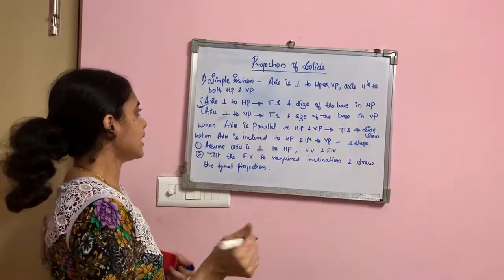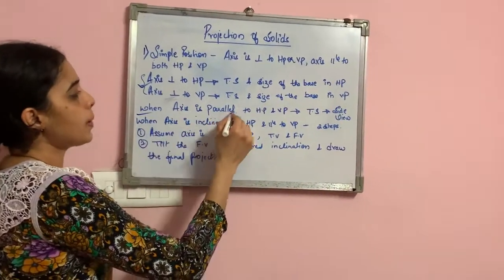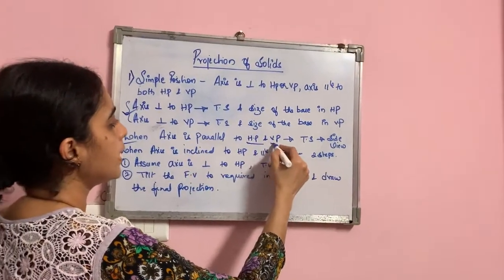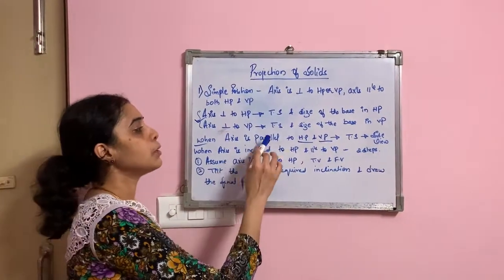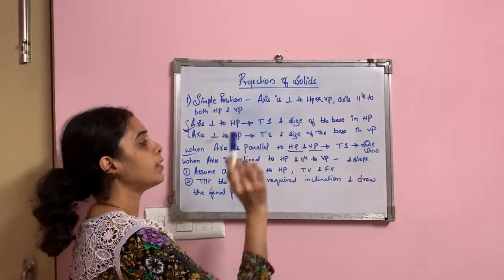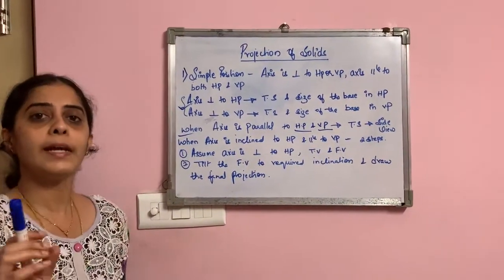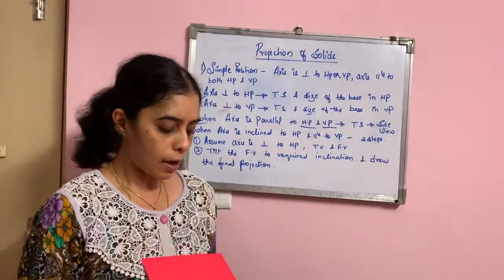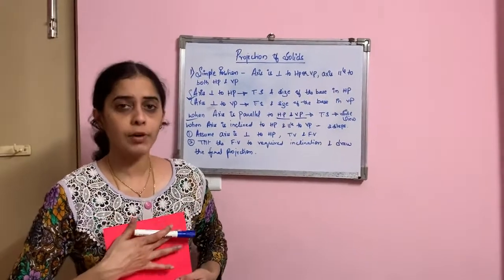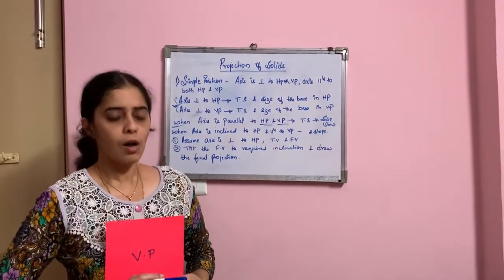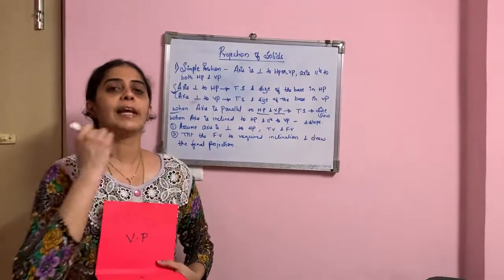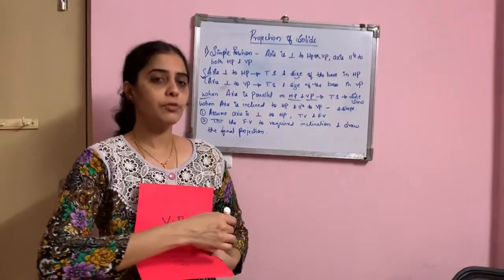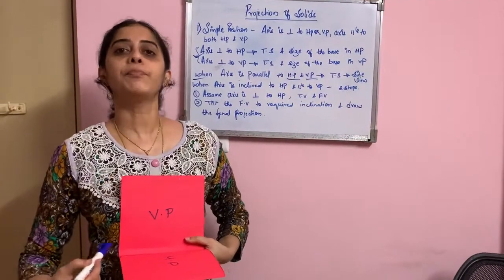And next is when the axis is parallel to the horizontal plane and the vertical plane. When the axis is parallel to both, you won't get the true shape of the base either in the vertical plane or in the horizontal plane. You will get the true shape only in the side view. It could be in the right profile plane or in the left profile plane.